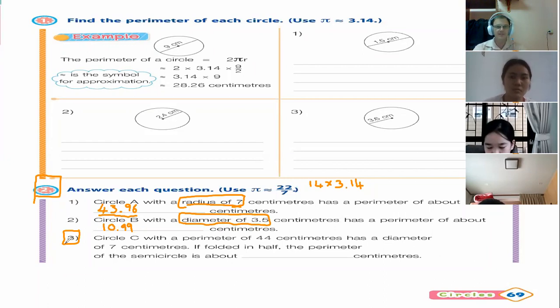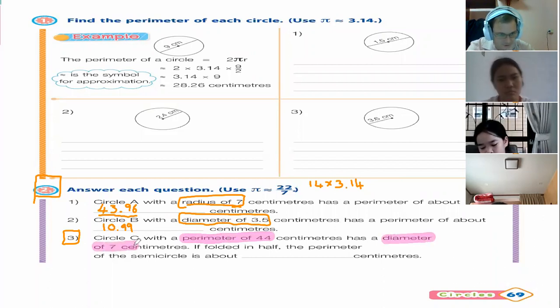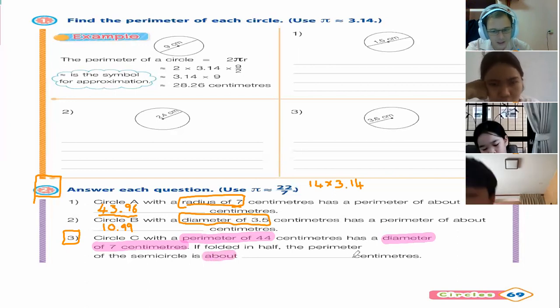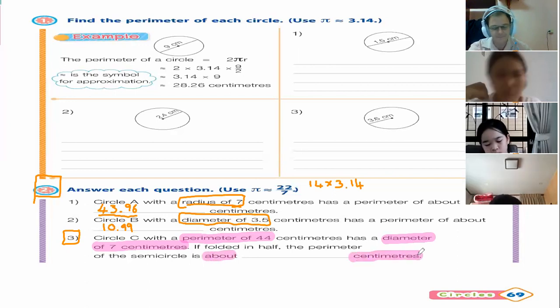What do you think? Let's read it again. We use a color. The circle C with a perimeter of 44 centimeters has a diameter of 7 centimeters. If folded in half, the perimeter of the semicircle is about how many centimeters? What can we do here? You get a quick estimation.